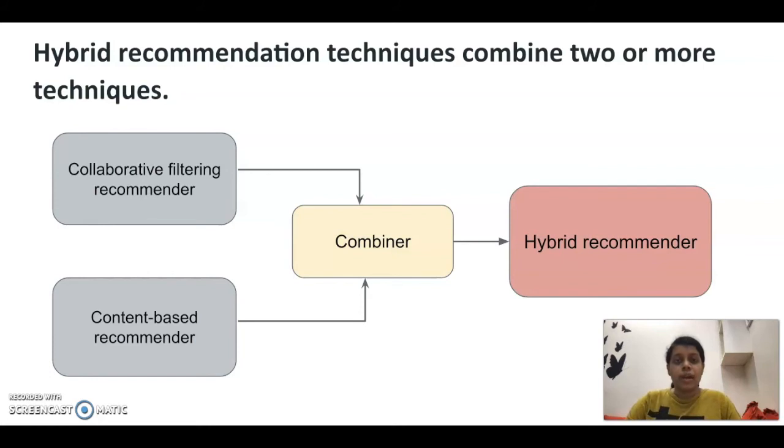So this is a better technique than the ones described before because it uses the advantages of these techniques but doesn't actually include the drawbacks of them. So I just outlined the three main recommender systems, which were collaborative filtering, content-based, and hybrid recommendation techniques. Now let's move on to the applications of these recommender systems.